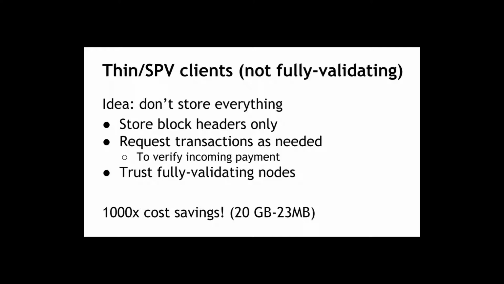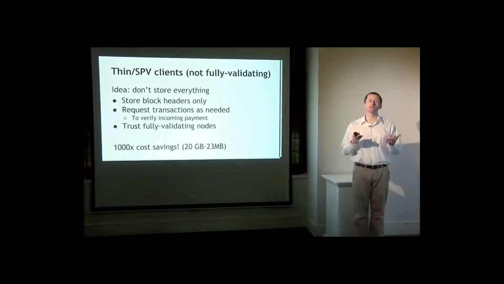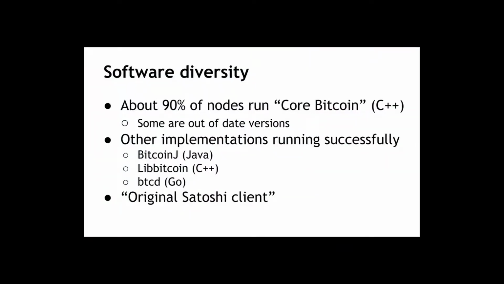And the cost savings of being an SPV node are huge. It's about 1,000 times smaller to just store block headers than to store all of the previous transactions. So instead of storing about 20 gigabytes of data, you're down to about 20 megabytes, which is something that almost anybody on a PC or even on a phone can store and act as a limited node in the Bitcoin network.